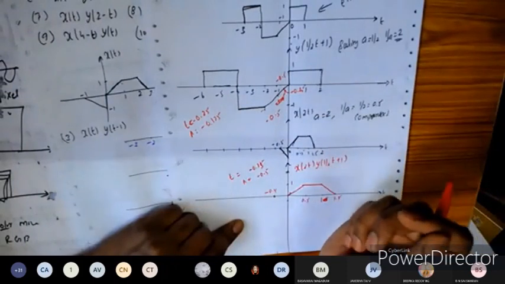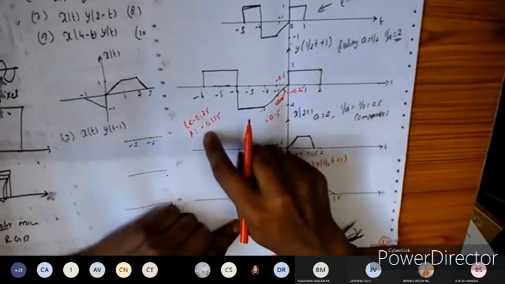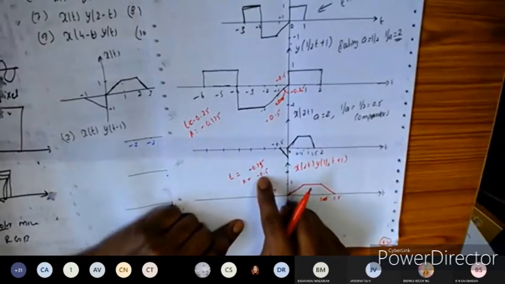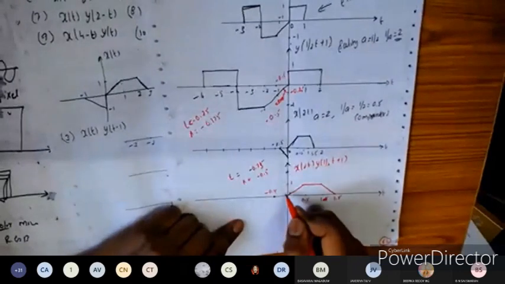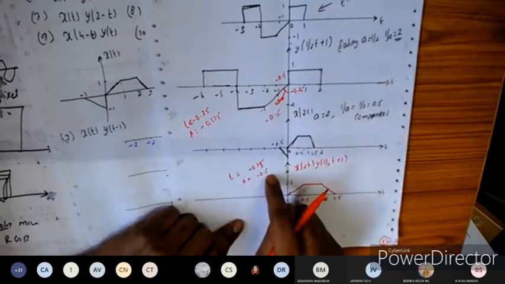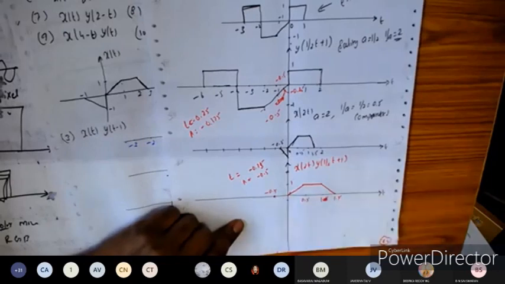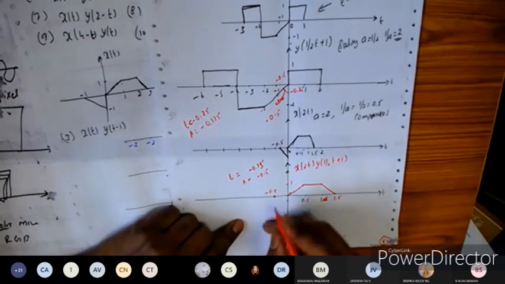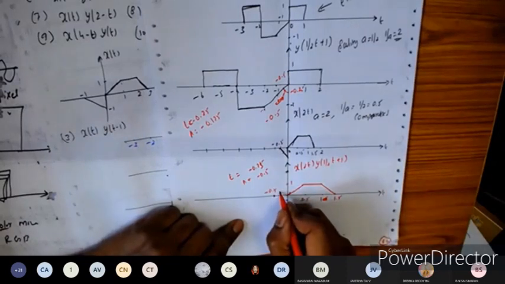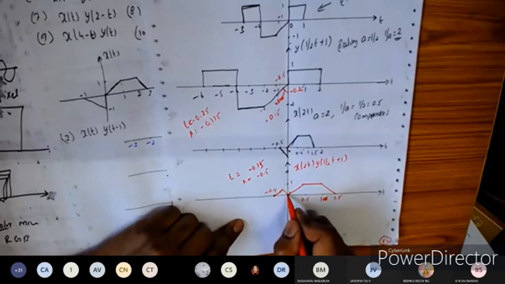Minus 0.125 here. Then minus 0.125 multiplied with the minus 0.5. How much will we get here? Minus into minus will become plus. 0.125 multiplied with 0.5, so we'll get a negligible, small value. So the waveform will be like this. We'll get like this here, and it will become like this.